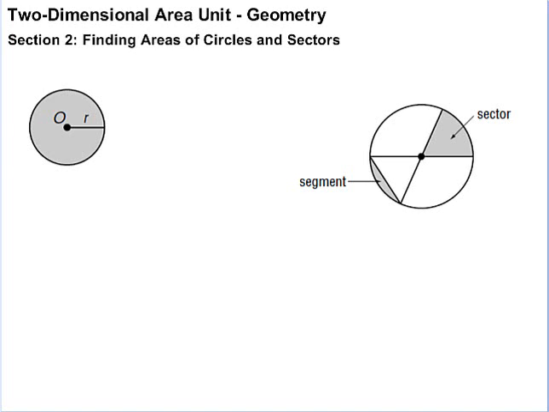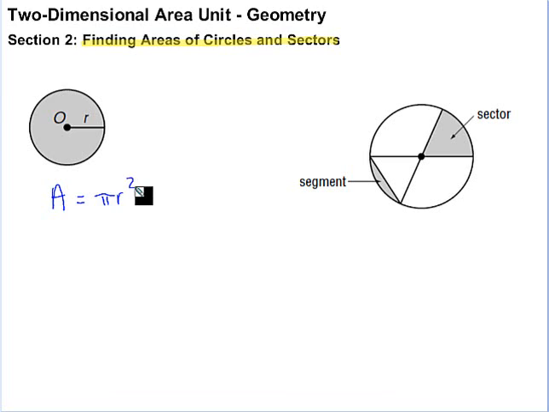Welcome to geometry. Today we're going to start talking about the second section, which is finding areas of circles and sectors. Finding the area of circles should be a review for you. You just need the radius to find the area of a circle, and you find it by taking pi times r squared.